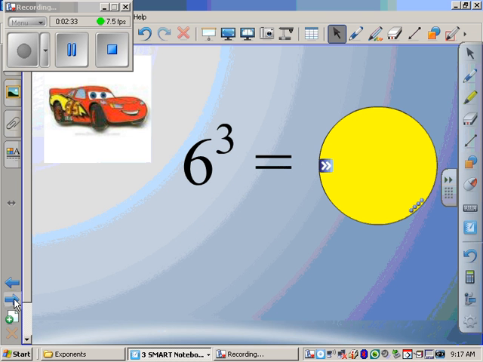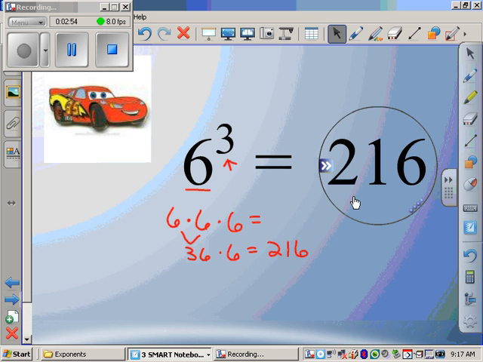In the next example, we have 6 to the third power, or 6 cubed. So again, we're going to take the base and multiply it by itself 3 times. So 6 times 6 is 36. And then 36 times 6, if you were to actually work it out, is 216. So 6 to the third power, or 6 cubed, equals 216.